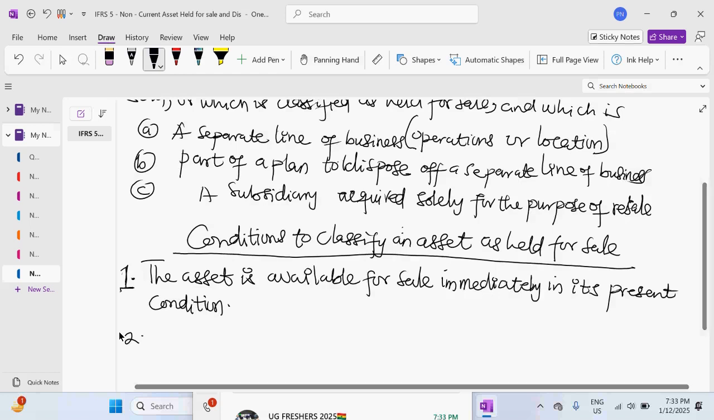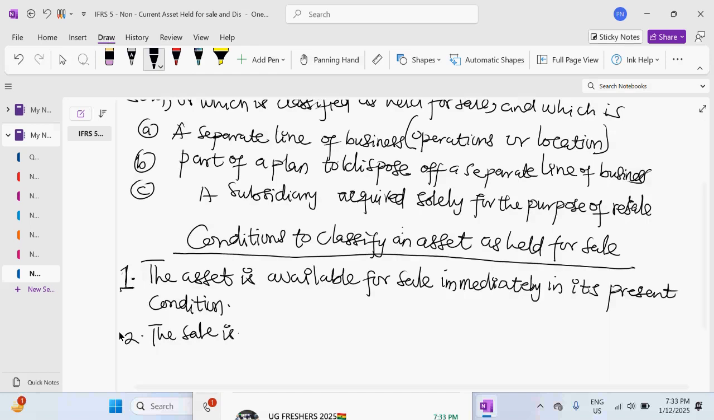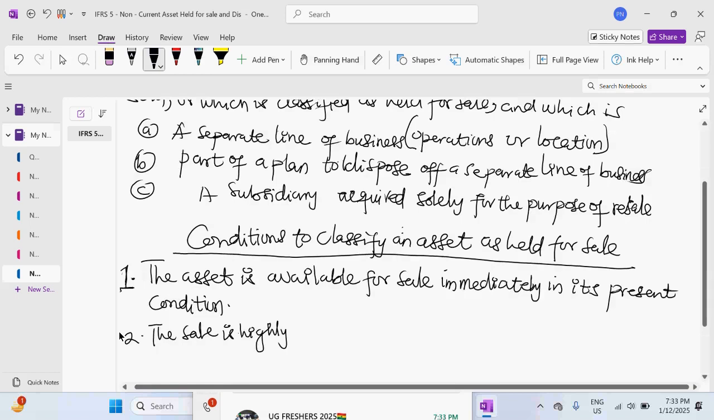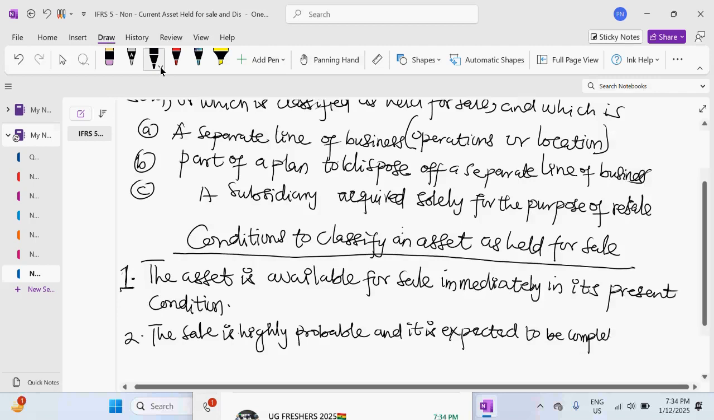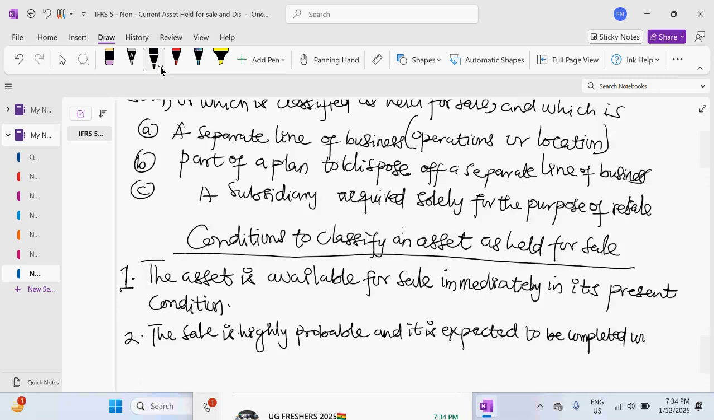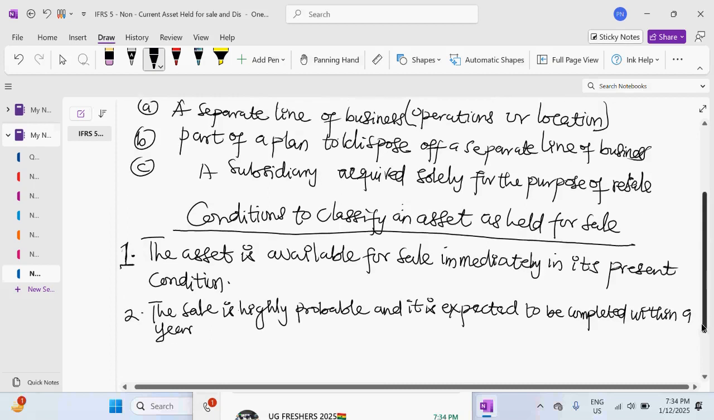Secondly, we can say that the sale is highly probable, and is expected to be completed within a year.